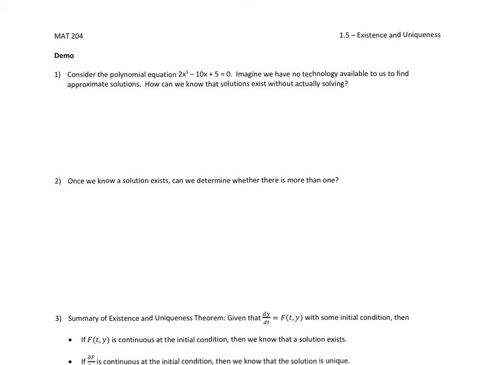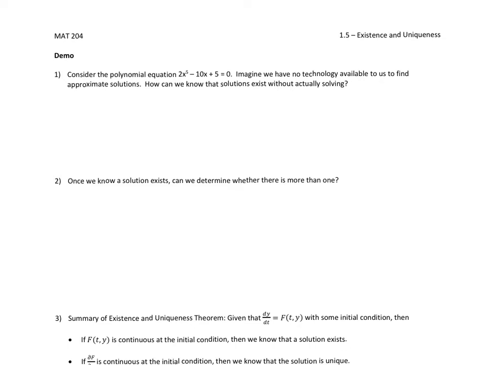This is the section 1.5 demo for Math 204. Consider the polynomial equation 2x^5 - 10x + 5 = 0. The left-hand side, the polynomial, is continuous, so that's an important thing to note. Imagine that we have no technology available to us to find approximate solutions to this equation. How can we know that solutions exist without actually solving?